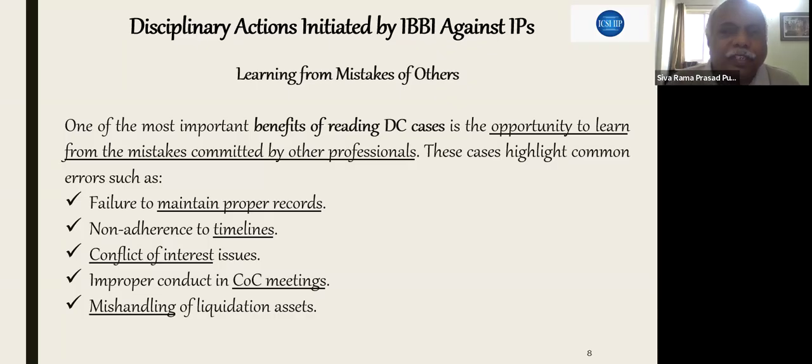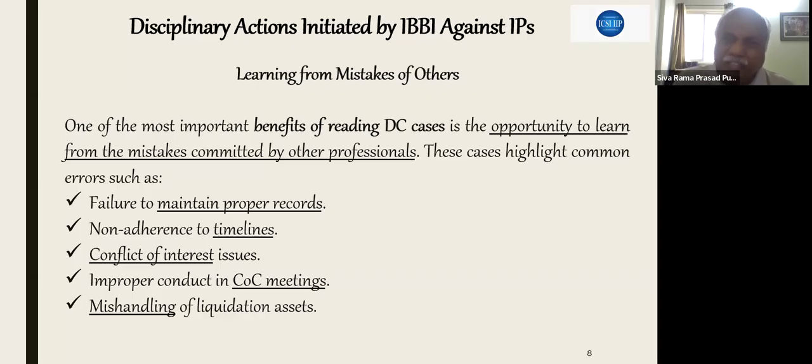One of the most important benefits of reading disciplinary committee cases is the opportunity to learn from the mistakes committed by other professionals. These cases highlight common errors, such as failure to maintain proper records. Once it is not maintained, how will he move forward? If the adjudicating authority, the committee of creditors, or the financial or operational creditors ask for something and you are not maintaining records, how will you retrieve the information? Retrieval of information is very important. Once your claims are admitted and later doubts arise, why you classified an operational creditor as a financial creditor, if those papers are not available, how will you communicate?